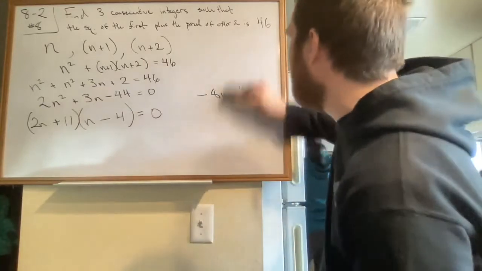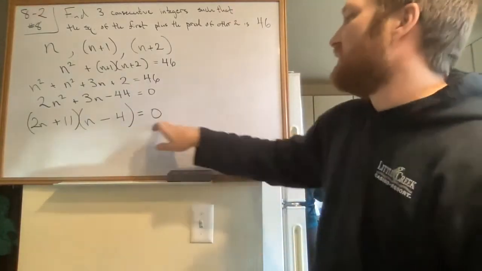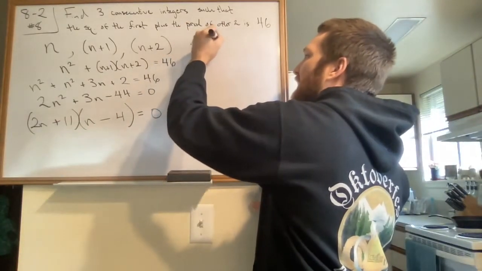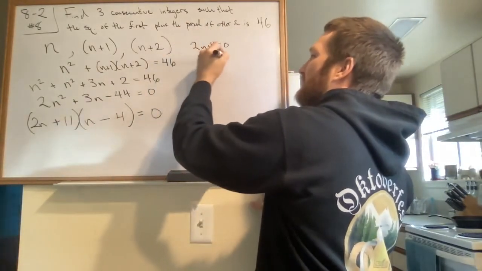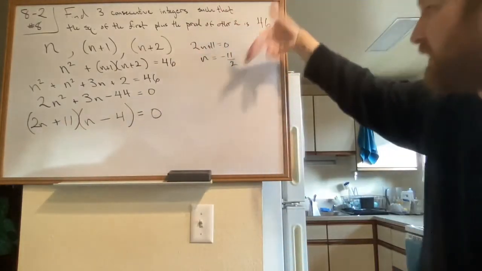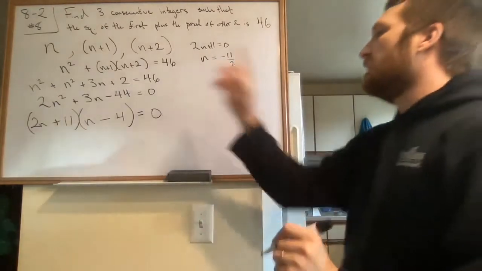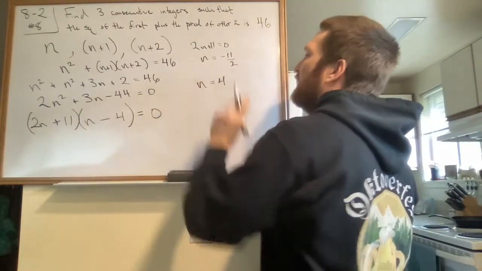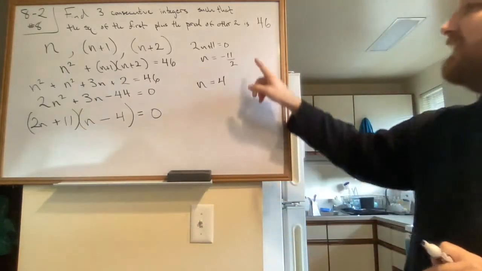So that gives me 2 possibilities. For this to be 0, either the first thing is 0, and if 2n plus 11 is equal to 0, then n has to be minus 11 over 2. Right, I brought the 11 over to this side, divided by 2, okay? In the other case, n would have to be 4.